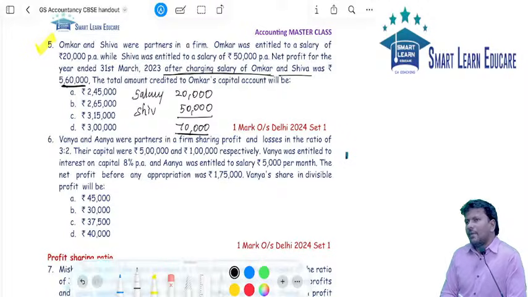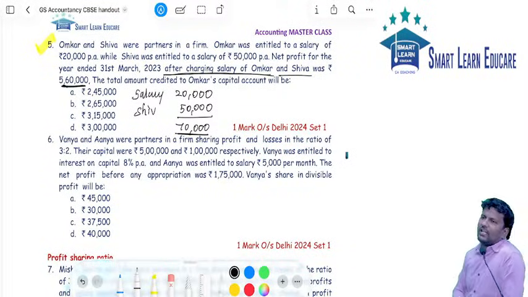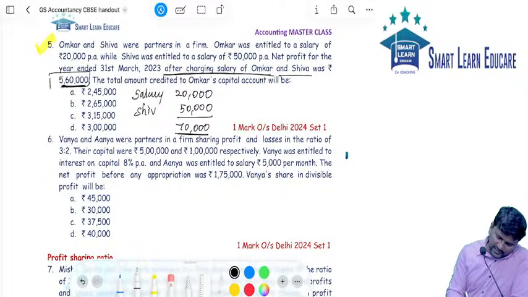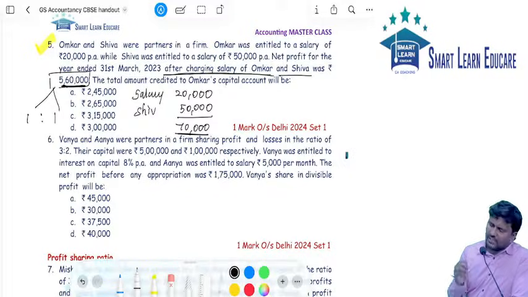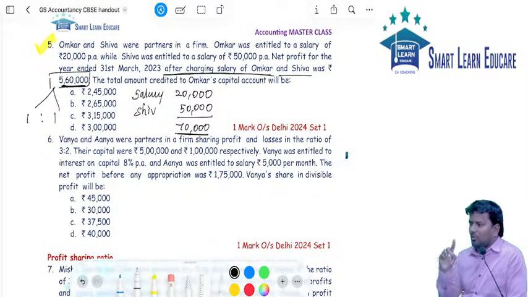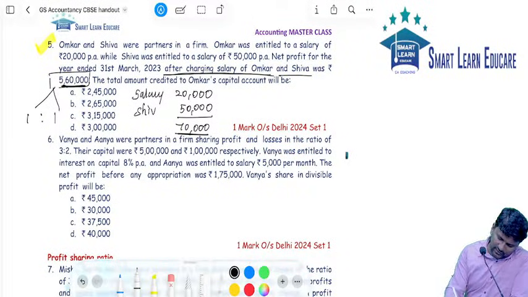Not given. So if the profit sharing ratio is not given, the silent features of partnership will apply. What is the silent feature of partnership? The first feature, I have given in the notes too. If the profit sharing ratio is not given, it should be shared equally. So the given profit of 5,60,000 is to be shared in what ratio? Equal ratio. Two partners are there. So it is what ratio? 1:1.